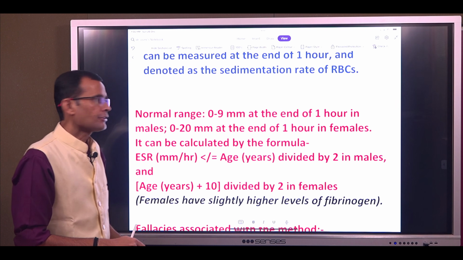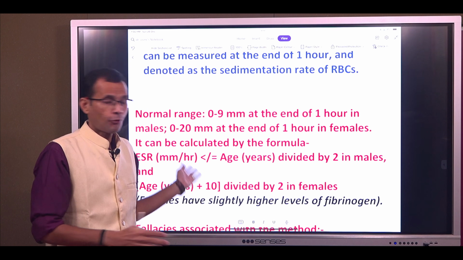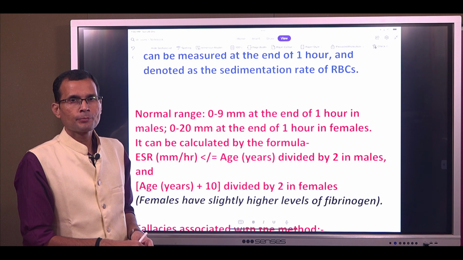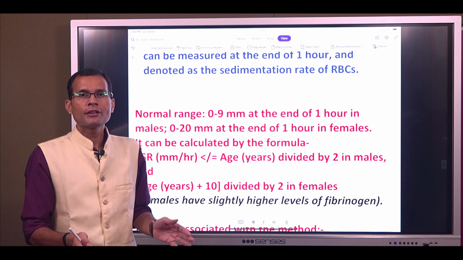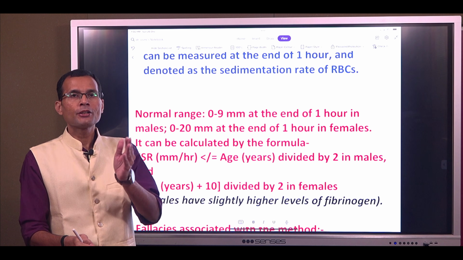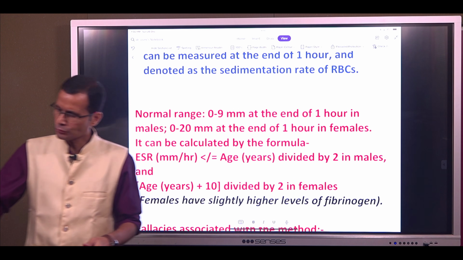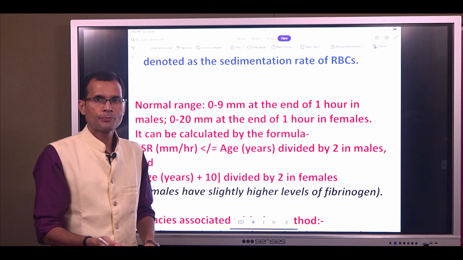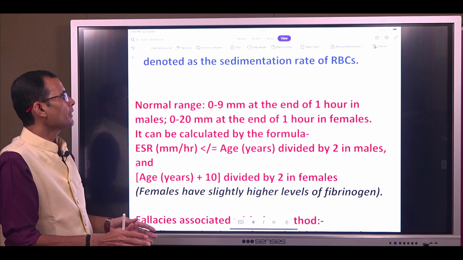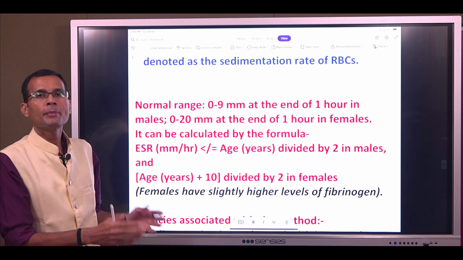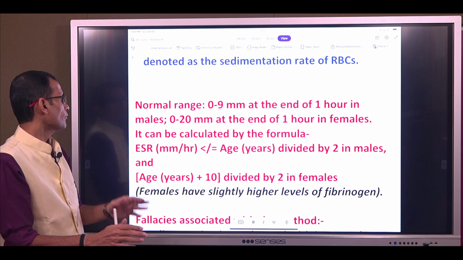What's the normal range? Now look, you will see lots of values for the normal range of ESR. The values would differ according to age, according to the gender and various other conditions. So let's take the mean values, the averaged out values. The normal range is 0 to 9 millimeters at the end of 1 hour in the case of males and 0 to 20 millimeters at the end of 1 hour in the case of females.